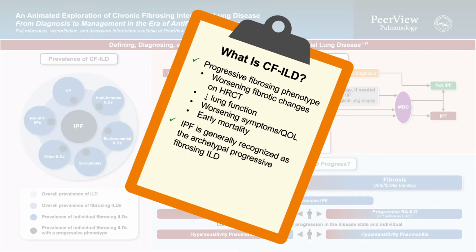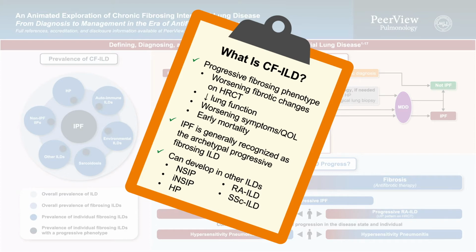IPF, idiopathic pulmonary fibrosis, is generally recognized as the archetypal progressive fibrosing interstitial lung disease, right? This is kind of like the granddaddy of them all, IPF. However, a progressive fibrosing phenotype does develop in other interstitial lung diseases, and it's important to understand that this progressive fibrosing phenotype can take place in nonspecific interstitial pneumonia, idiopathic nonspecific interstitial pneumonia, hypersensitivity pneumonitis, interstitial lung diseases associated with an autoimmune disorder like rheumatoid arthritis, and scleroderma interstitial lung disease.